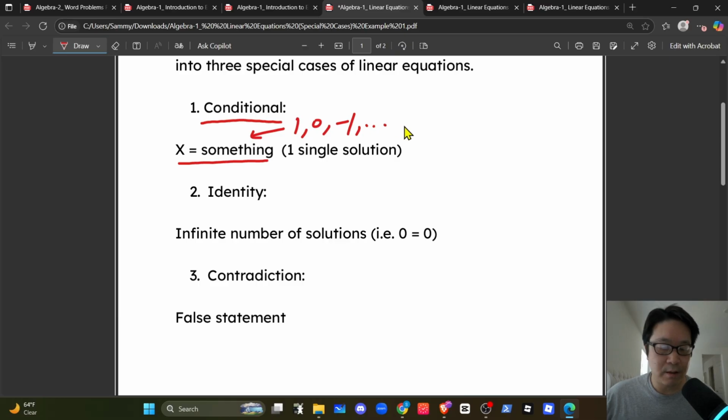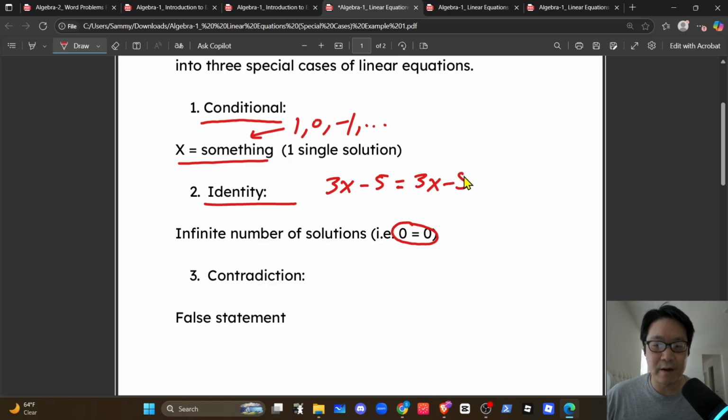Okay. The second situation is when you get something called an identity. And this is when you get an infinite number of solutions. And in fact, if you solve for x, what you'll end up getting is 0 equals 0. Okay. So something like 3x minus 5 equals 3x minus 5.